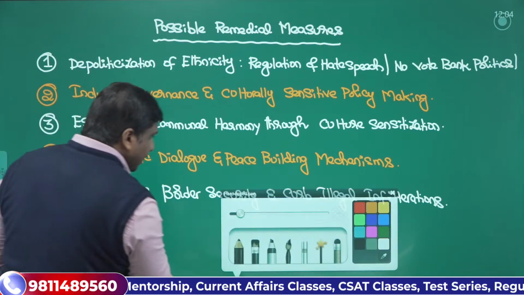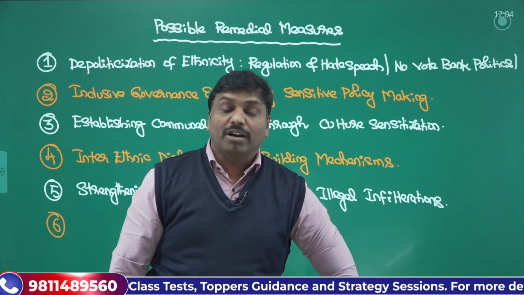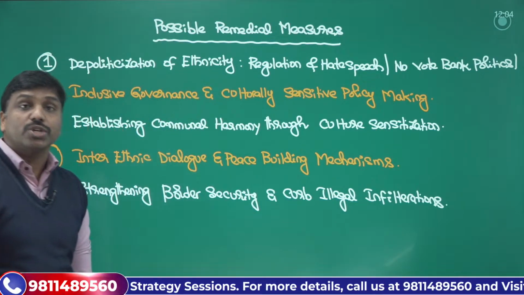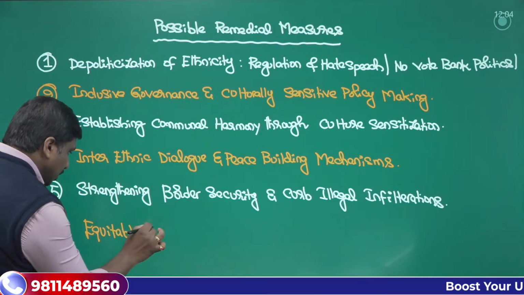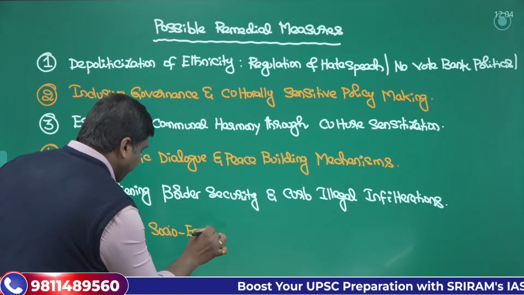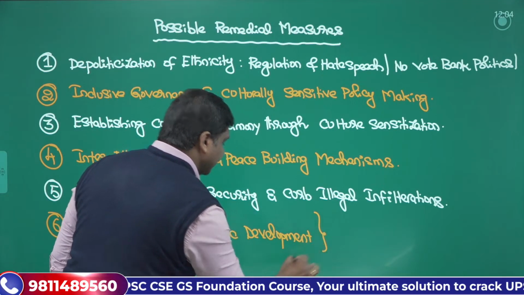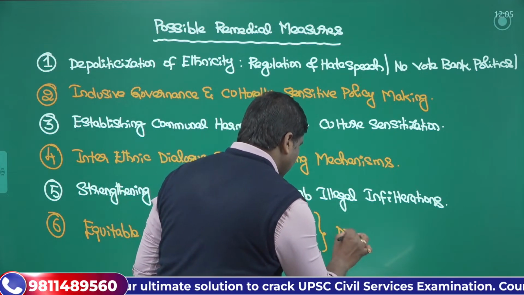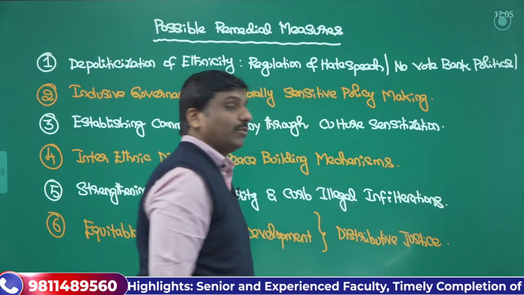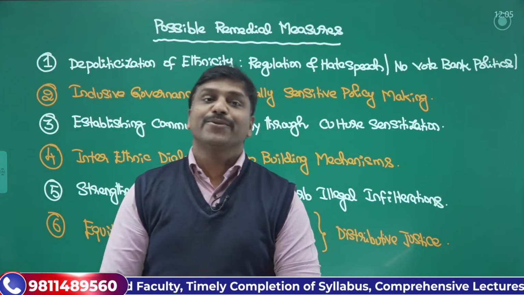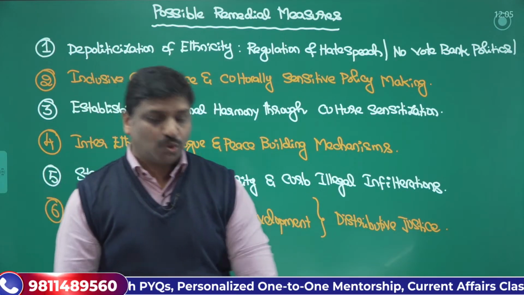Then there was unequal distribution of wealth, or socio-economic disparities, another important thing. What best we can do is take up equitable socio-economic development, or we should focus on more distributive justice. Among social justice, we can focus on distributive justice. That's where we can reduce some of the ethnic conflicts. Is that clear? These are some of the important things.